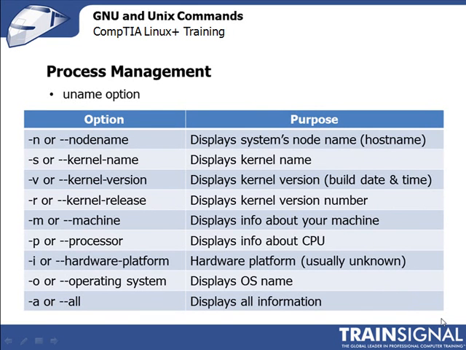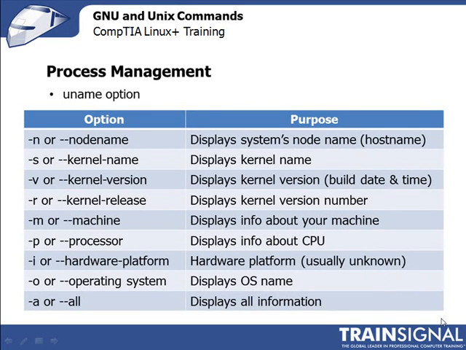-m or --machine displays information about your machine. -p or --processor will display info about your CPU. -i or --hardware-platform displays your hardware platform, but usually this is unknown. -o or --operating-system will display your operating system name. -a or --all will display all of this information. Let's try out the uname command.